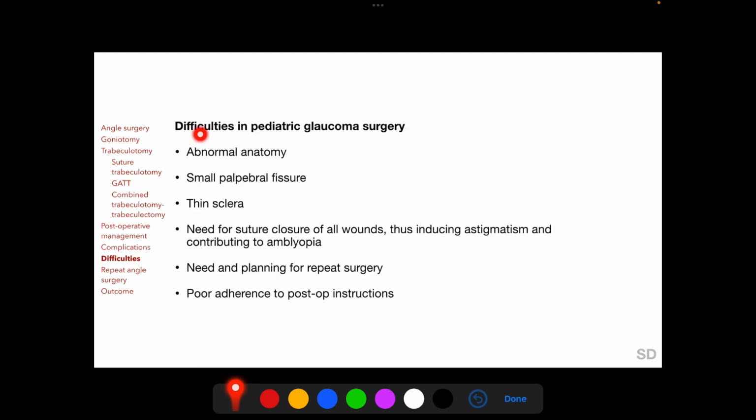We have discussed the difficulties in pediatric glaucoma surgery in the session on pediatric glaucoma, and they include abnormal anatomy of the limbal region in enlarged eyes, small palpebral fissure, thin sclera in pediatric enlarged eyes, need for suture closure of all wounds, which may potentially induce astigmatism and contribute to amblyopia, need and planning in advance for repeat surgery, and poor adherence to post-op instructions by children.